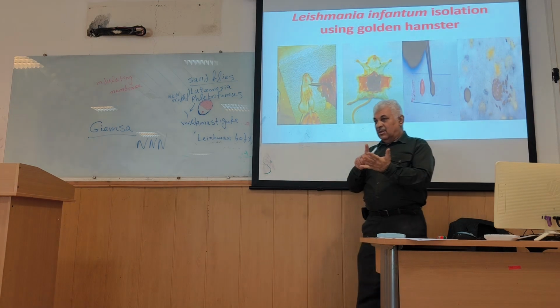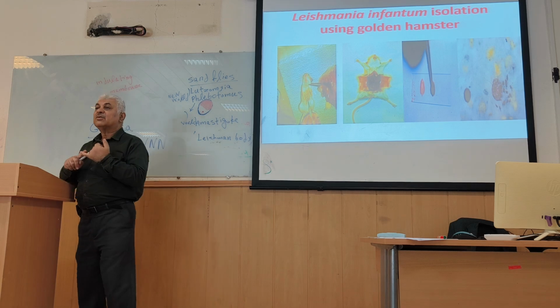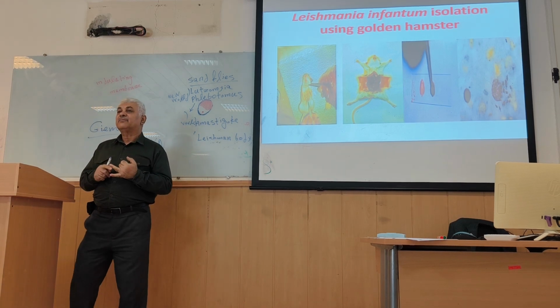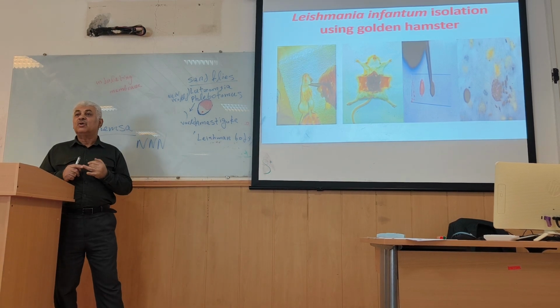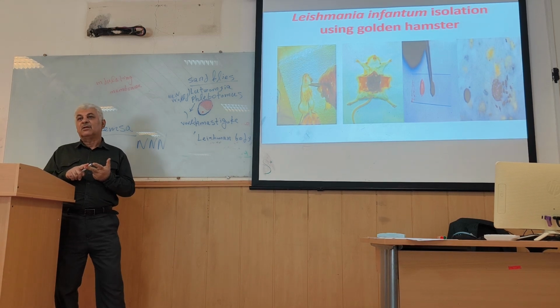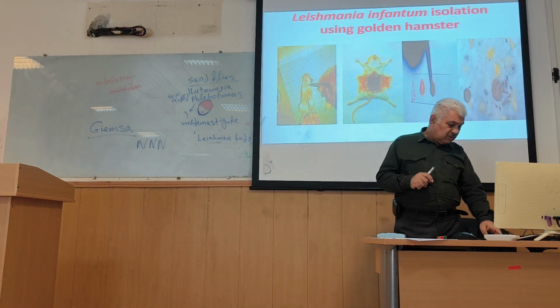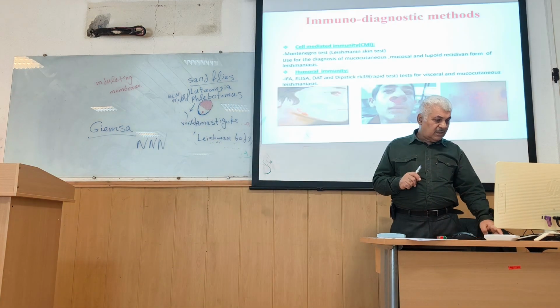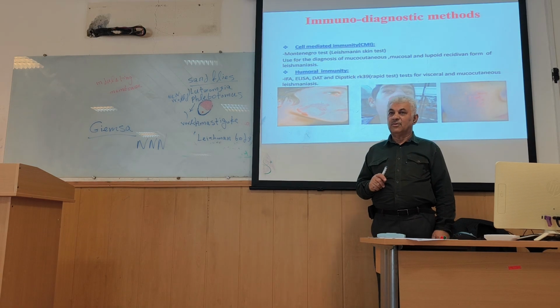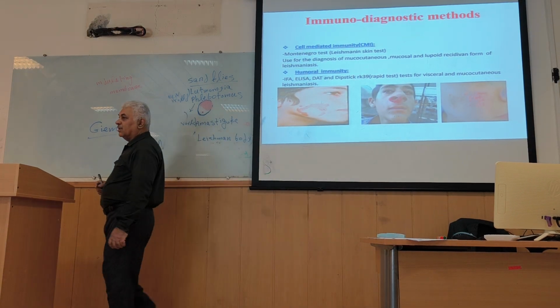So, the first procedure is parasitology. Parasitological methods are divided into 3 groups: microscopy, culture, animal inoculation. And the second procedure for laboratory diagnosis of leishmaniasis is immunodiagnosis.